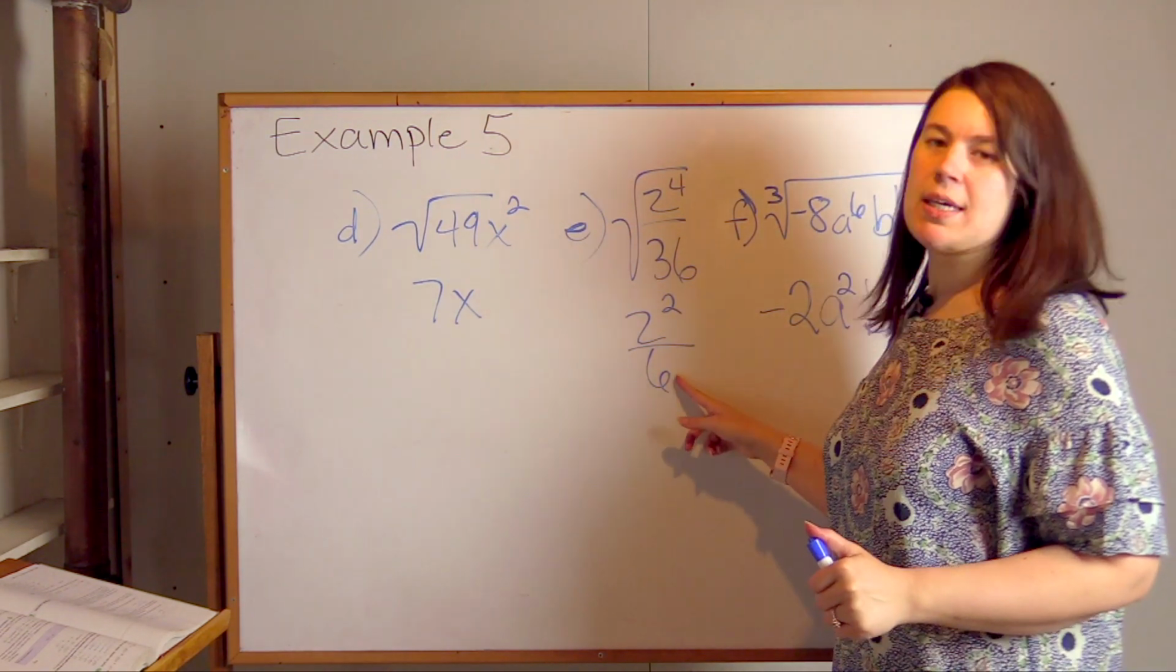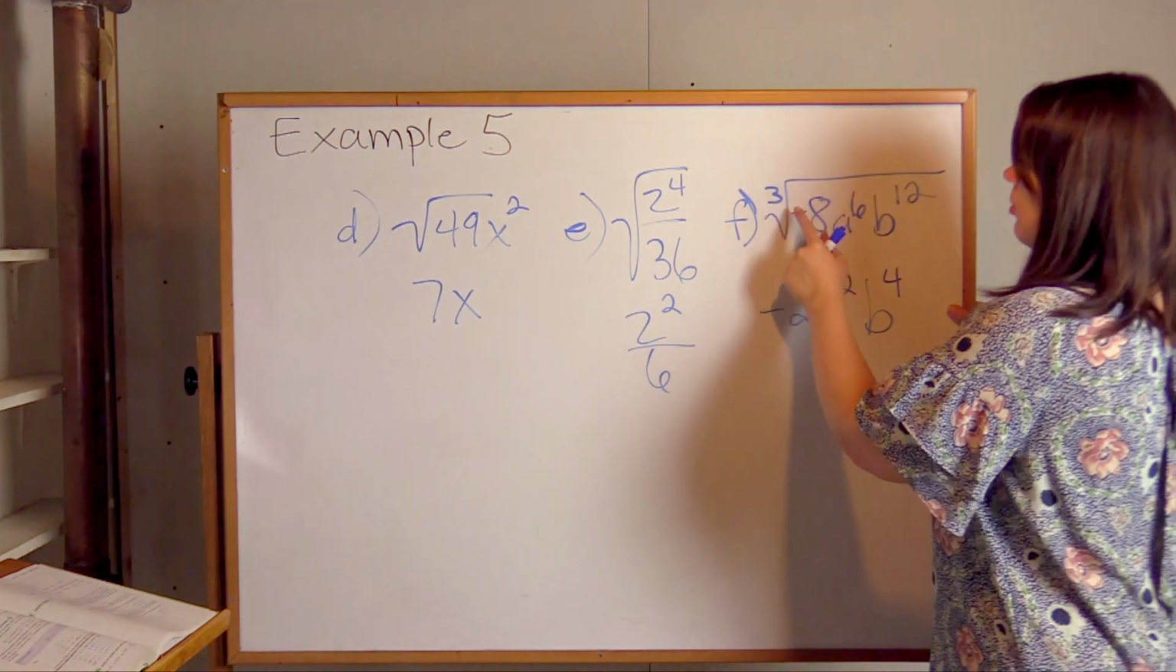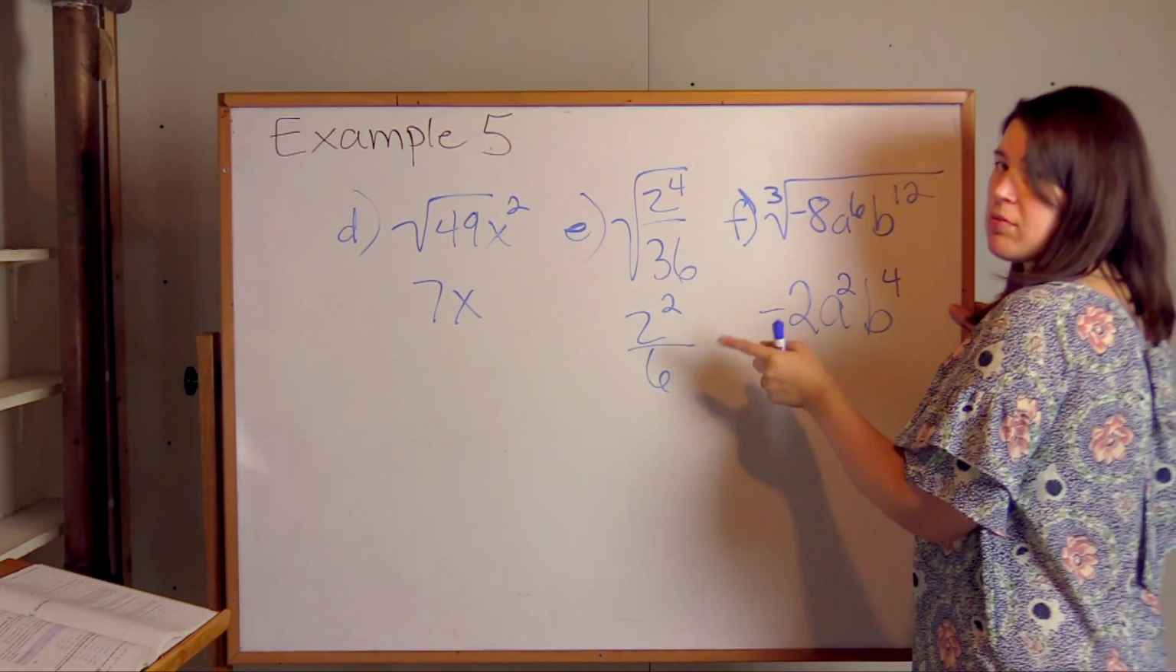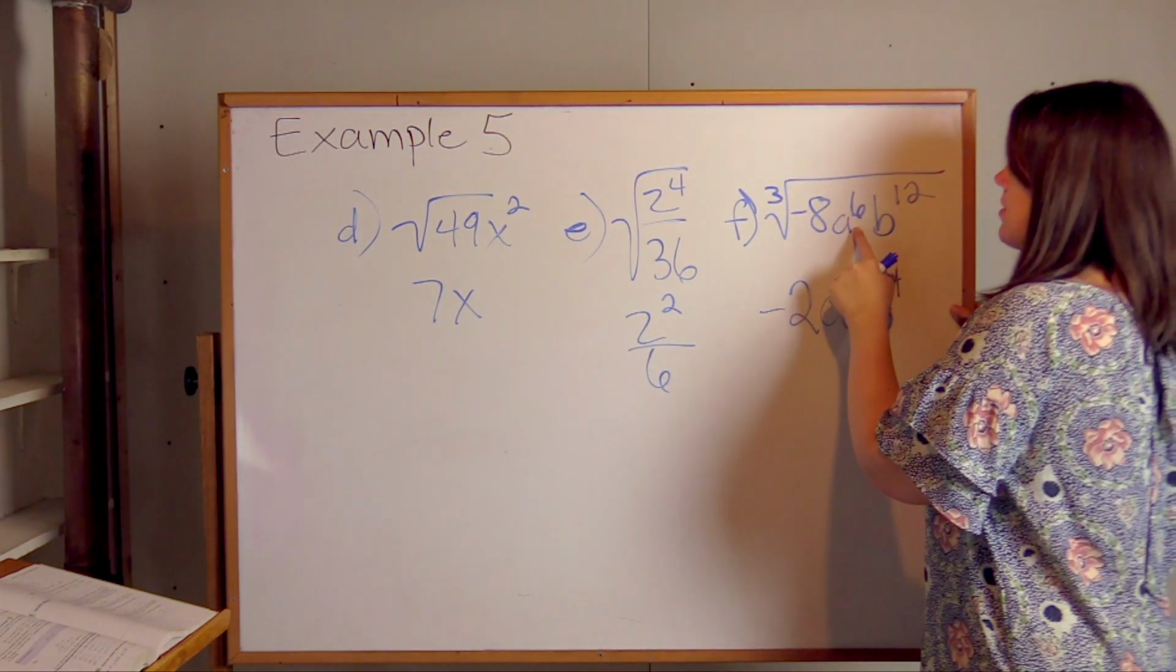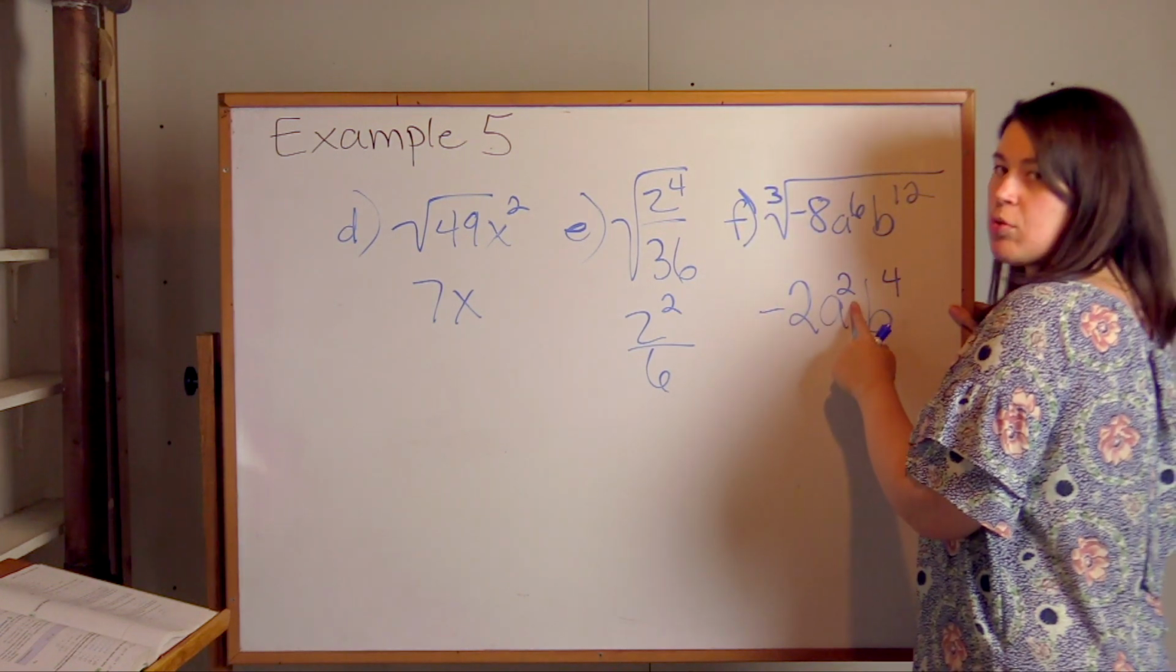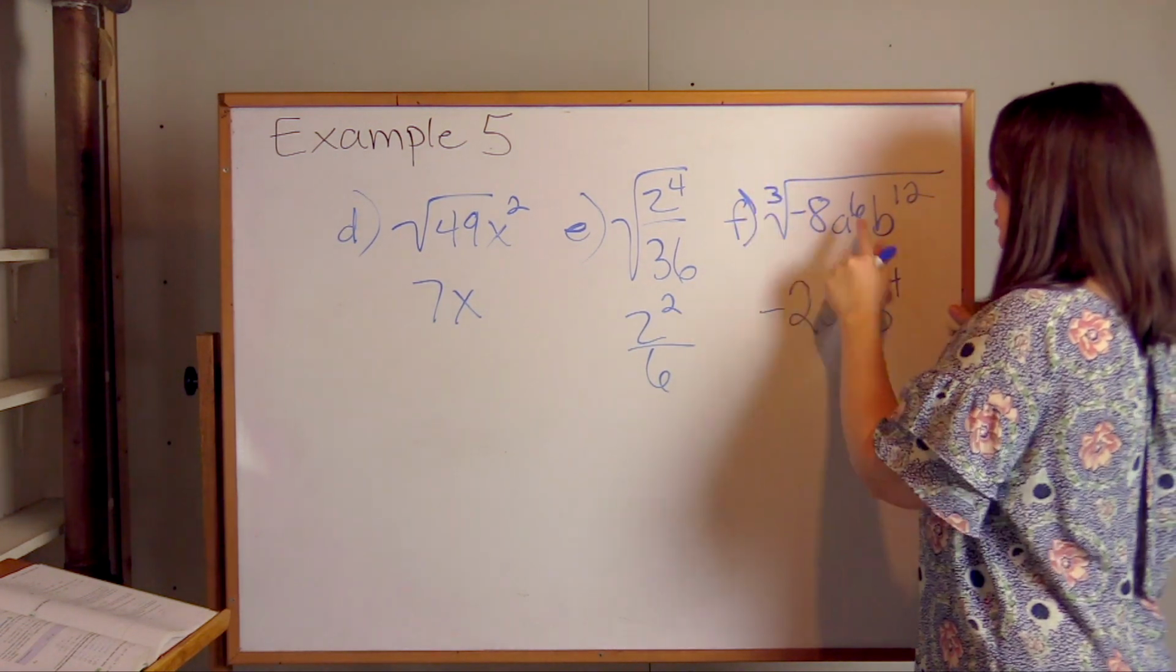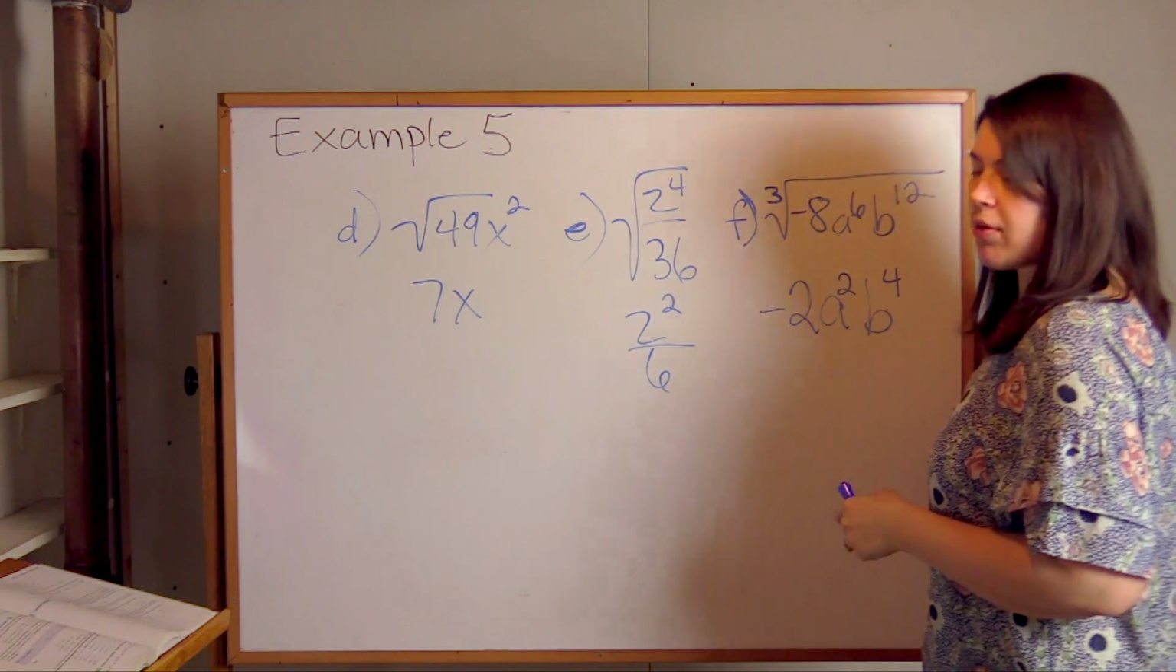36, the square root is 6. The cubic root of -8 is -2 times -2 times -2. A to the 6, 6 divided by 3 is 2, so a squared. 12 divided by 3 is 4, so b to the fourth.